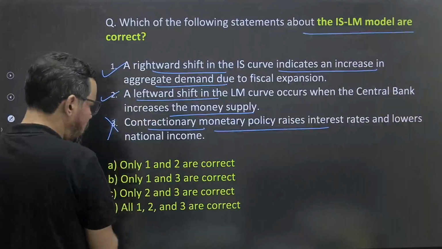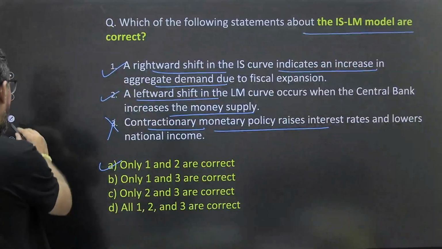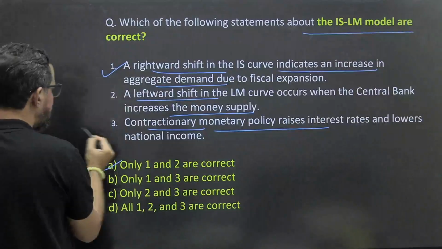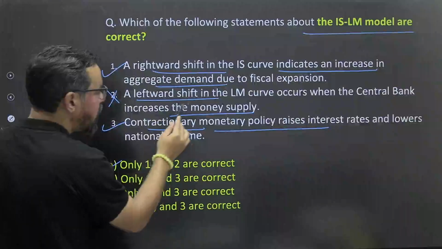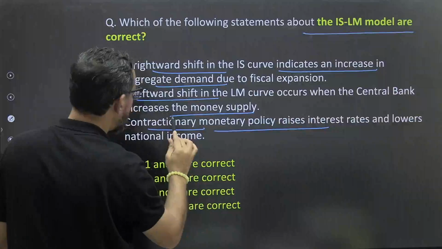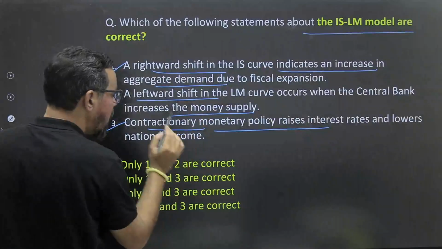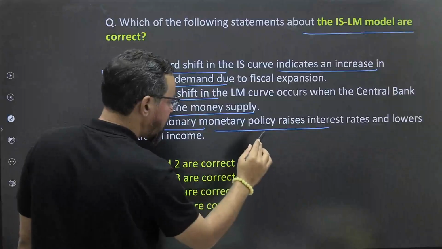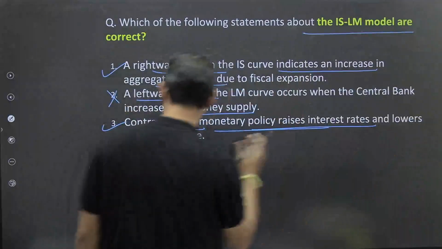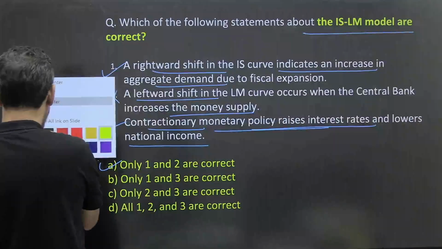This should be wrong. 1 and 2. A should be the right answer for this one. Okay, wrong. Sorry. B. It is B. Something I'm missing here. A leftward shift in the LM curve when the central bank increases the money supply. Okay, sorry, it should be rightward only. Again, this is similar to this one. Contractionary monetary policy raises the interest rate, so there will be lower income and all. 100% true, guys. Sorry, I made a mistake here.